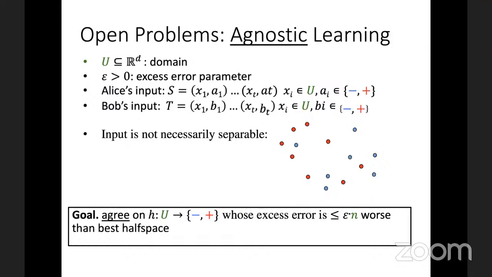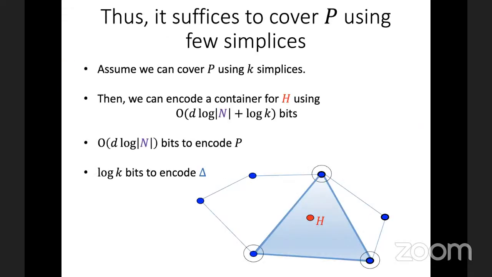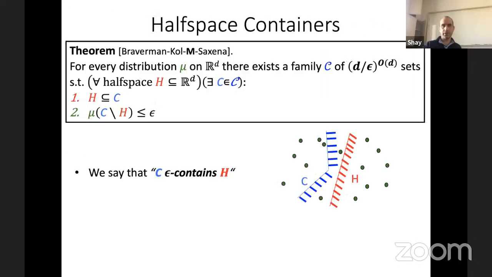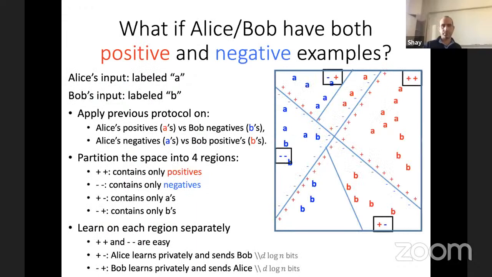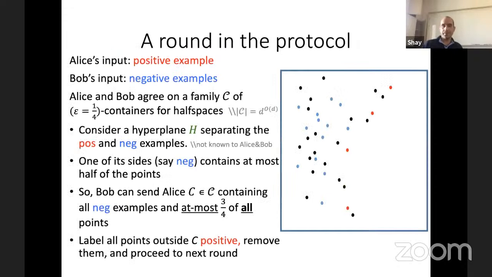Hi, I have a question about the algorithm, the upper bound D log N. After the first round is over, where one fourth of the universe is labeled, do you have to get another family of containers, or how does it work? Yes, definitely, that's correct. So in each round, we remove some of the points. We remove at least a quarter of the remaining points, and we build a family of containers for the points that remained.